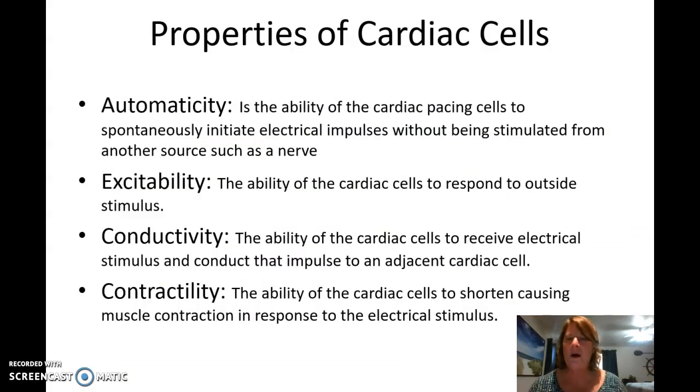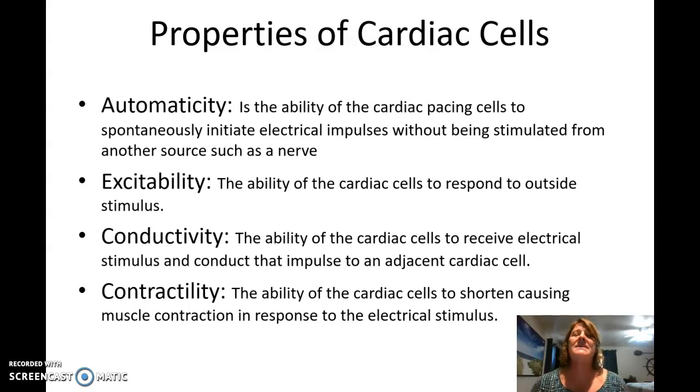Now we have certain properties of our cardiac cells. We have automaticity, excitability, conductivity, and contractility. Automaticity means that your cardiac cells can actually initiate their own impulse. You don't have to tell your heart, okay, you need to beat now. Your heart will automatically do that for you. It will automatically generate an electrical impulse to send through the heart muscle.